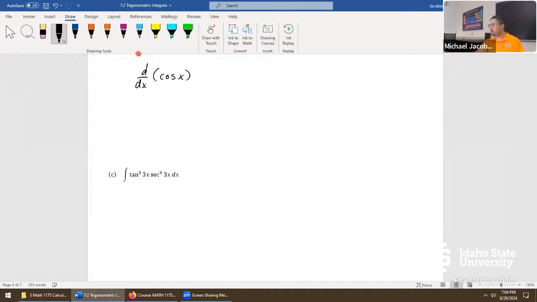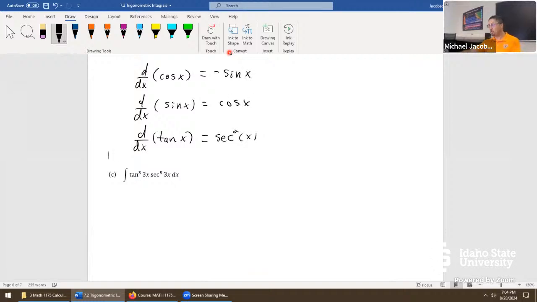You can use Newton's prime, but I want to give Leibniz notation some love as well. I'll go first. Derivative of tangent x is secant squared x. Anyone for the first two values up here? Awesome. So that's kind of what my warm up would look like to start.